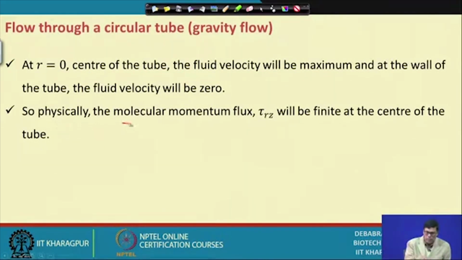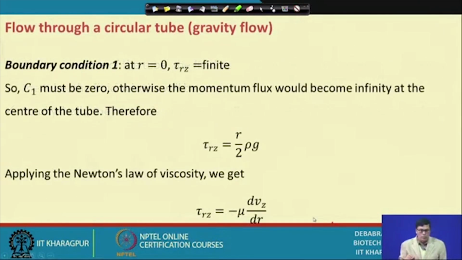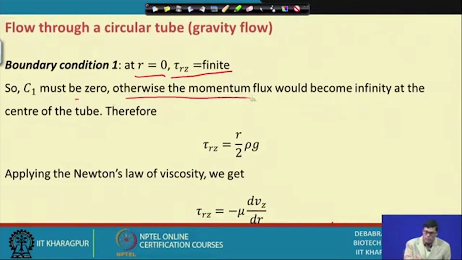So physically the molecular momentum flux, that is tau Rz, will be finite at the center of the tube. Now for flow through the tube, we can find the boundary conditions like this: R equal to 0, tau Rz finite, I told you, and C1 must be equal to 0, otherwise the momentum flux will be infinity at the center of the tube. Therefore we can write R tau Rz equal to R by 2 rho into Z.